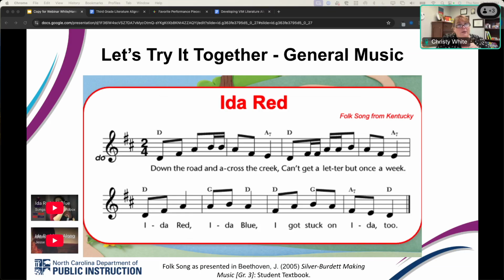Down the road and across the creek, can't get a letter but once a week. Ida red, Ida blue, I got stuck on Ida too. There you go.